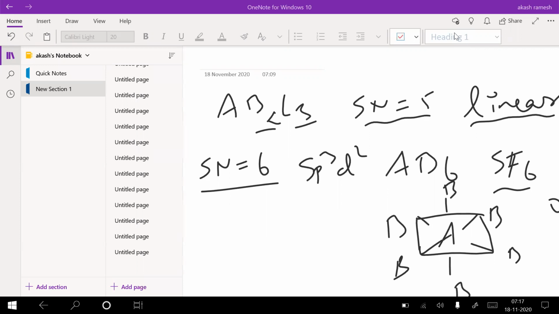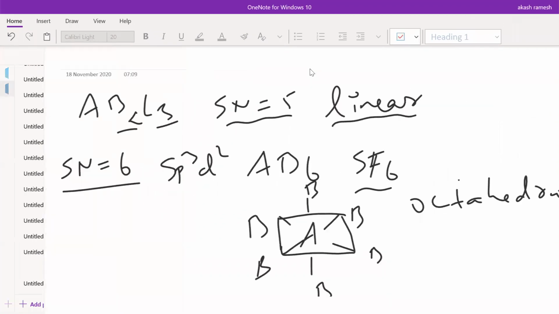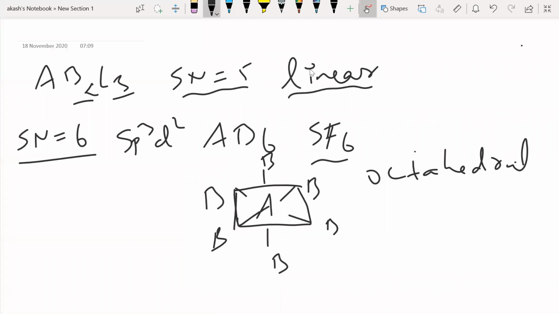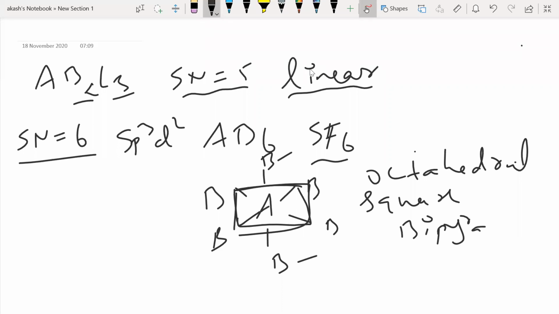Yes, square bipyramidal. Harini, you were right. You can see there's a square, and the top one is a pyramid, the bottom one is a pyramid. So it can also be called square bipyramidal. Okay, I think there is a problem with that particular surface. Anyways, it's called square bipyramidal shape. So that's about SF6, the AB6 kind of molecule.